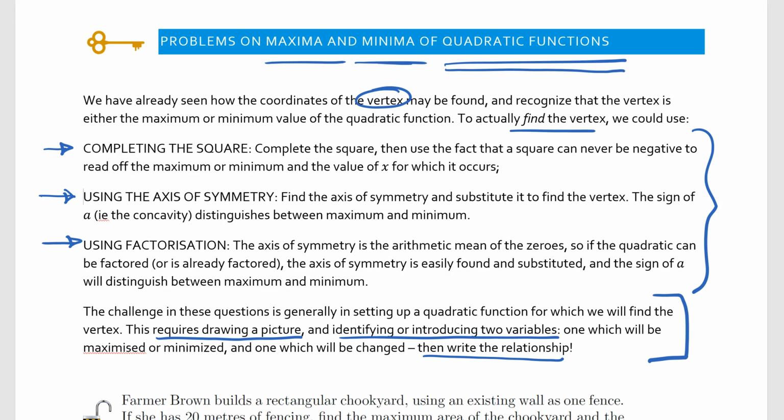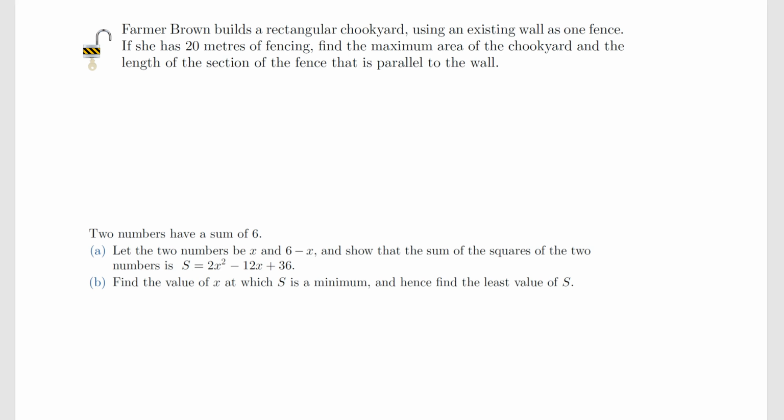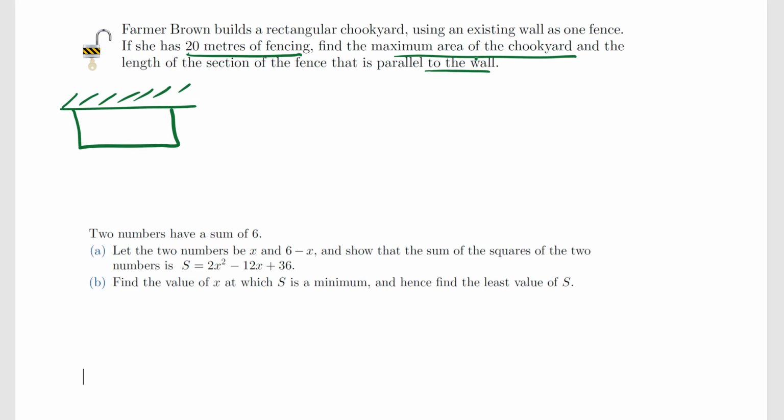So let's have a look at a typical problem. I sometimes call these Farmer Brown questions because most textbooks have a question in there about Farmer Brown. So Farmer Brown builds a rectangular chookyard using an existing wall as one fence. She has 20 metres of fencing, and we've got to find the maximum area of the chookyard. So start with our diagram. Here's the wall. She's going to make a rectangular chookyard, and the length of the section of the fence that's parallel to the wall is something that we have to find.